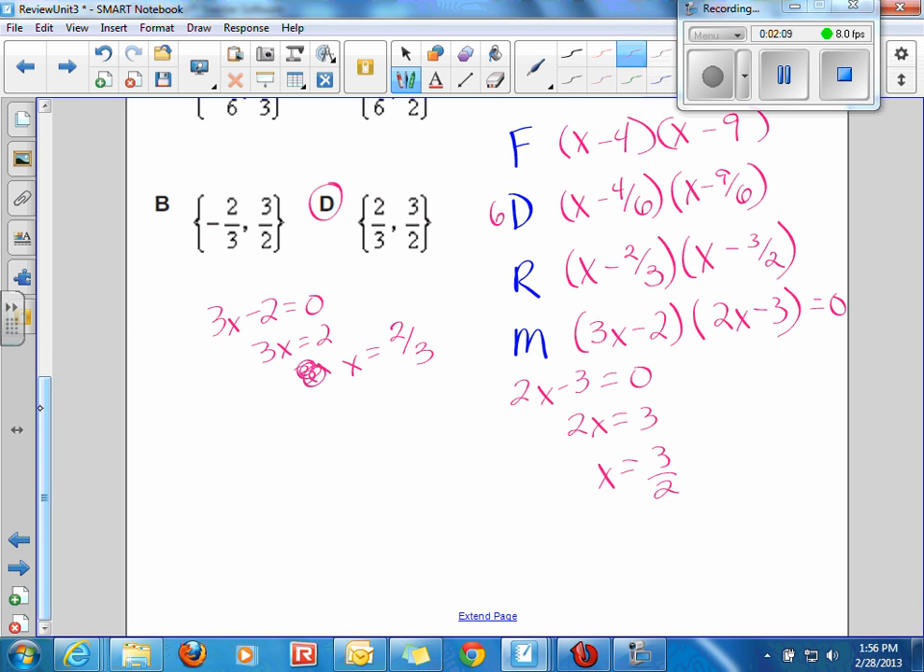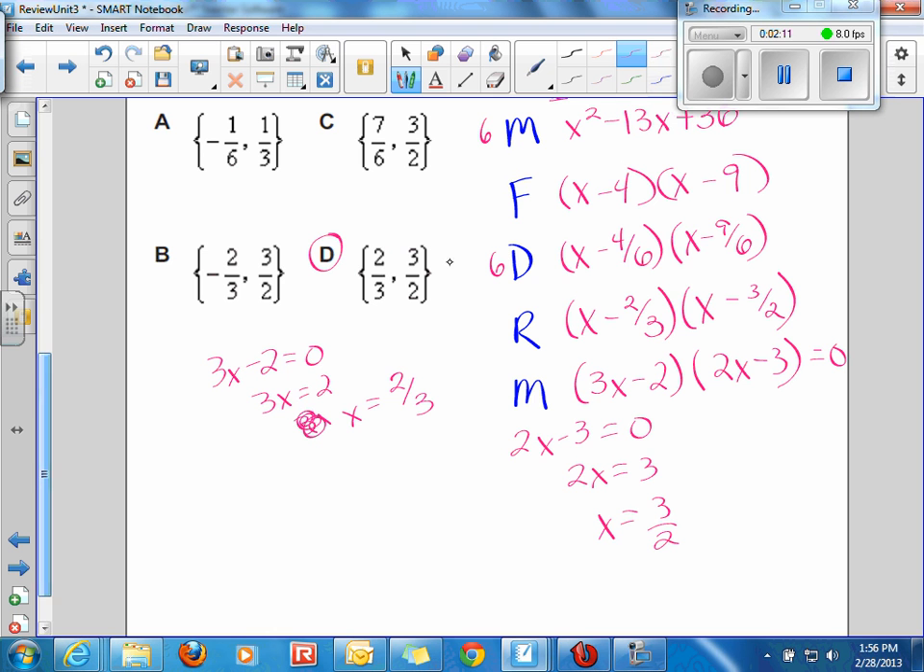And notice that that's not a point. It's not in parentheses. It's in squiggly brackets. That's how they list solutions if they don't write them as a point. So this is me saying a list, 2/3 and 3/2. So 2/3, 3/2. That's why they put that in the squiggly brackets.